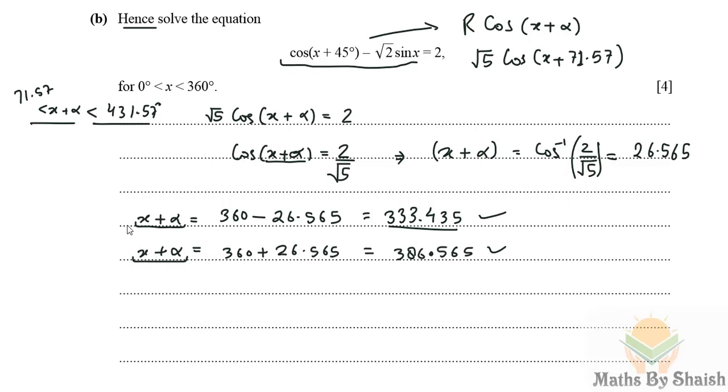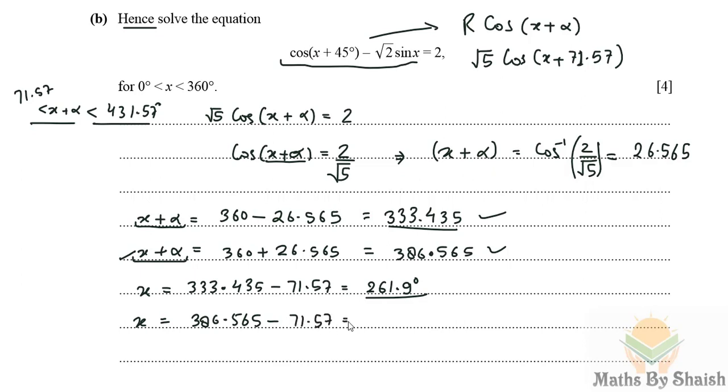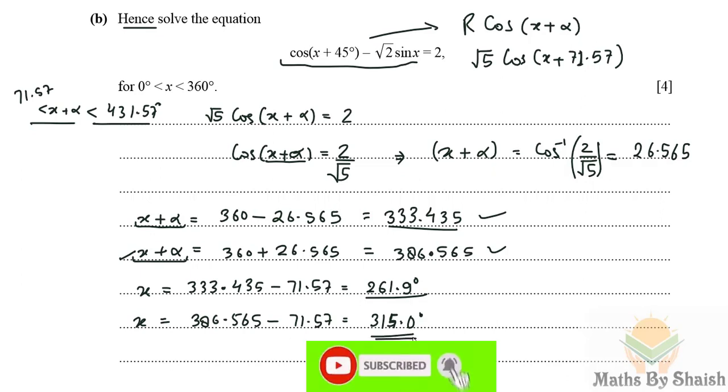From these two values we will get the x value by replacing alpha by 71.57. So from the first one, x is 333.435 minus alpha, that is minus 71.57. This value is coming 261.86, and this is an angle, so we'll write it to 1 decimal place. It is going to be 261.9 degrees, and from the second one we will get x as 386.565 minus 71.57. It is going to be 314.99, so it is going to be 315.0 degrees or only 315 degrees. So these are the two solutions.